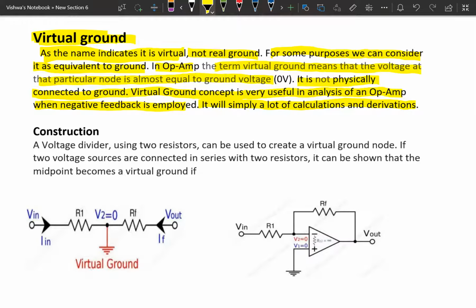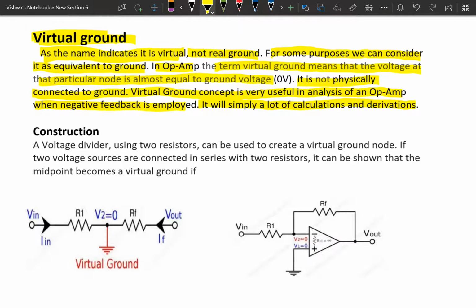Virtual ground means it is not a real ground. Physically we are not going to make a connection between ground and the particular point. It is an imaginary point which we consider to act as a zero potential point. Particularly, there is such a node in negative feedback amplifiers. So how do we construct a virtual ground point?